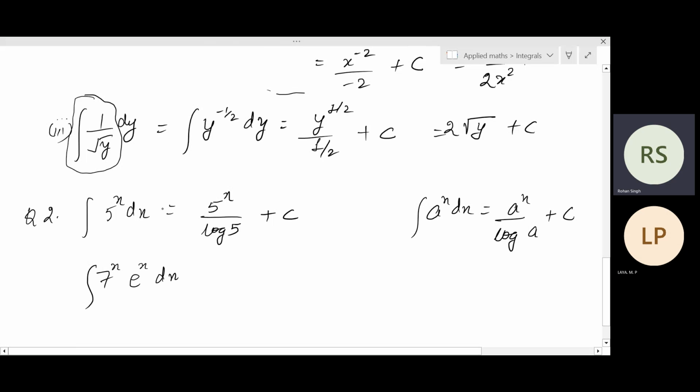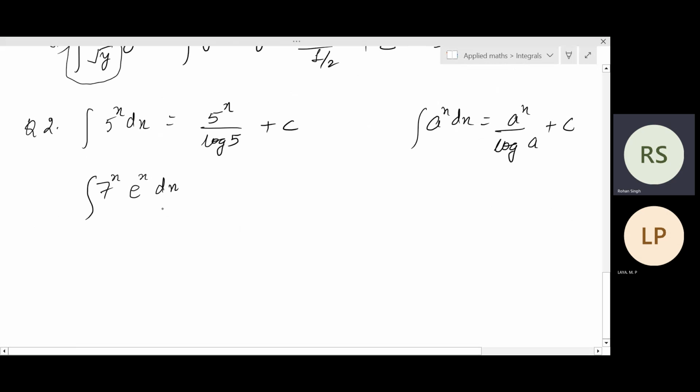Okay, next we have 7 raised to the power x and e raised to the power x. Now it looks like we are multiplying two functions, but as of right now we don't know how to integrate two multiplying functions. We have the product rule in differentiation, and here also there is a product rule formula, but right now we haven't learned that. So how can we do this? It is because we know 7.